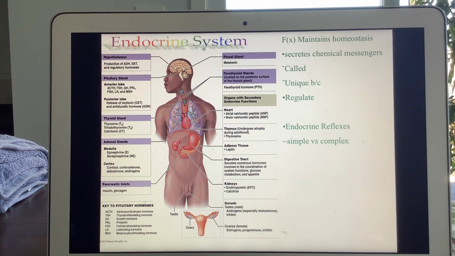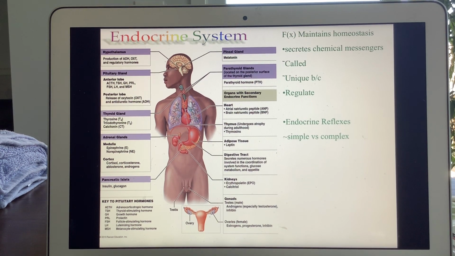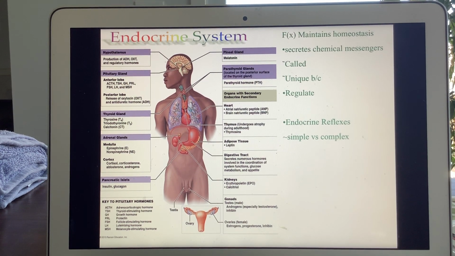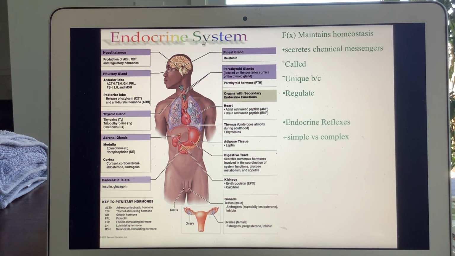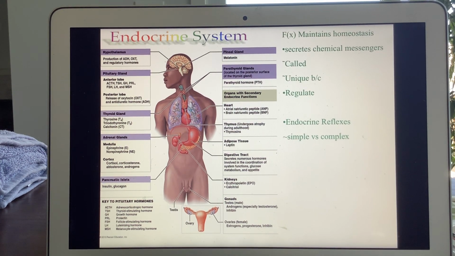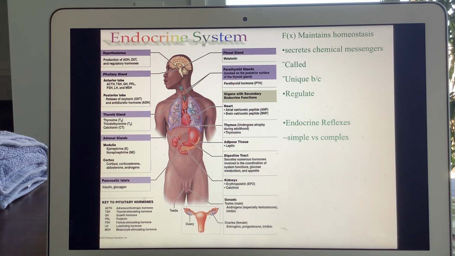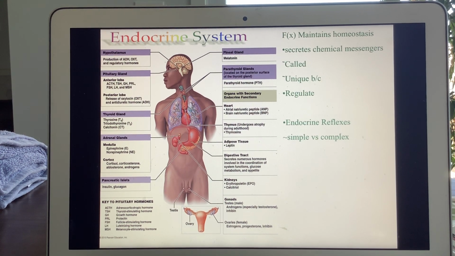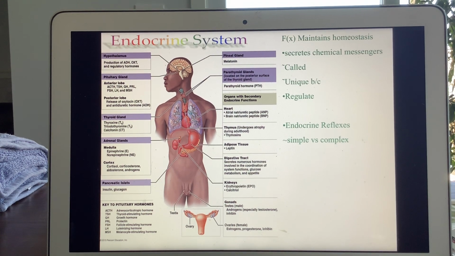Might be easier if I gave you an example. The classic example would be your hypothalamus. Your hypothalamus is going to secrete regulatory hormones. So the hypothalamus is going to secrete FSH releasing factor, which is going to act on the pituitary gland to cause FSH to be released. So FSH releasing factor from the hypothalamus is hormone 1. It acts on the pituitary gland. The pituitary gland is going to secrete FSH.